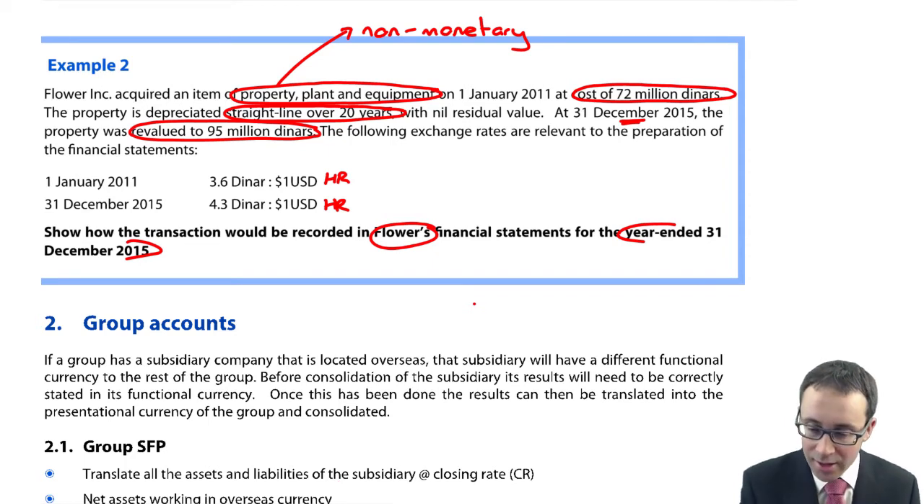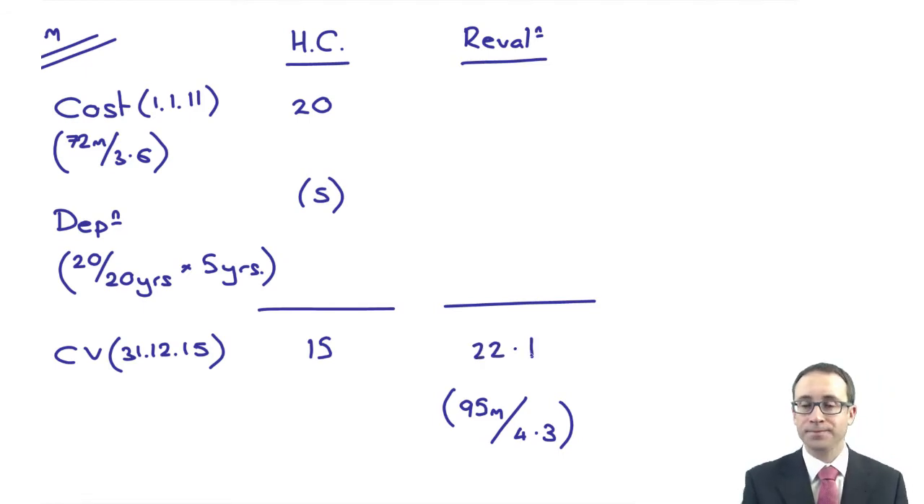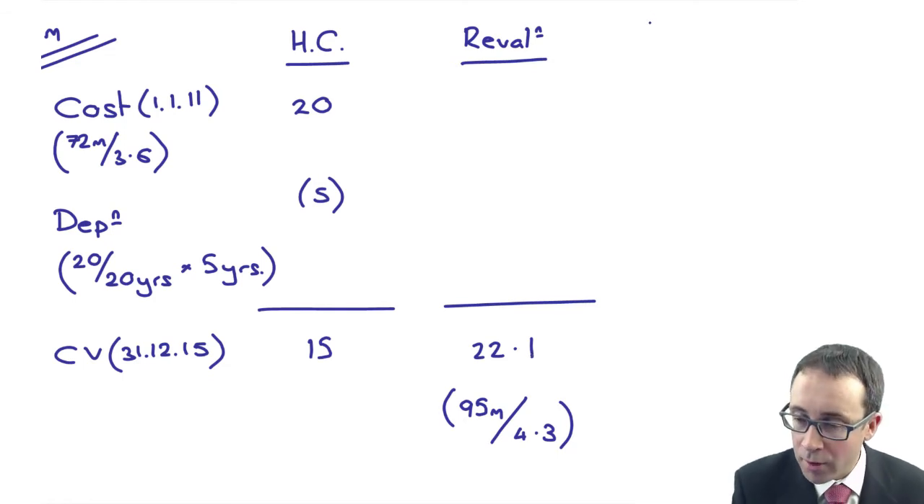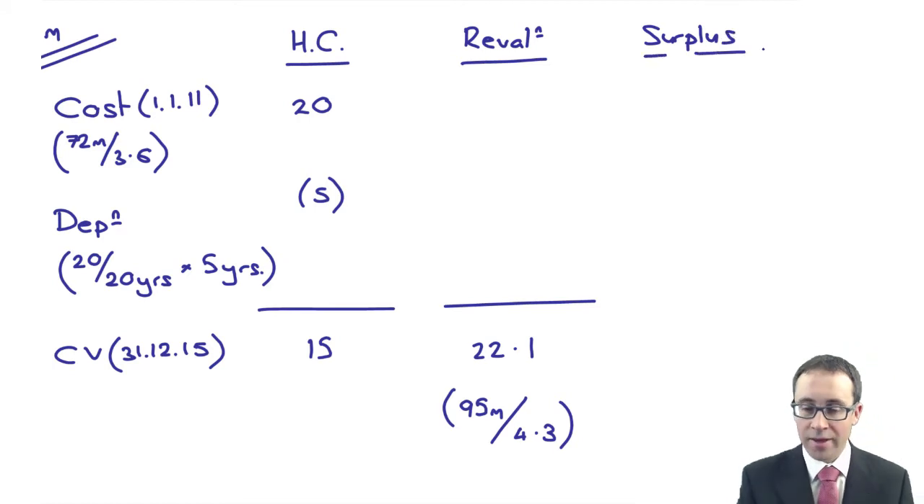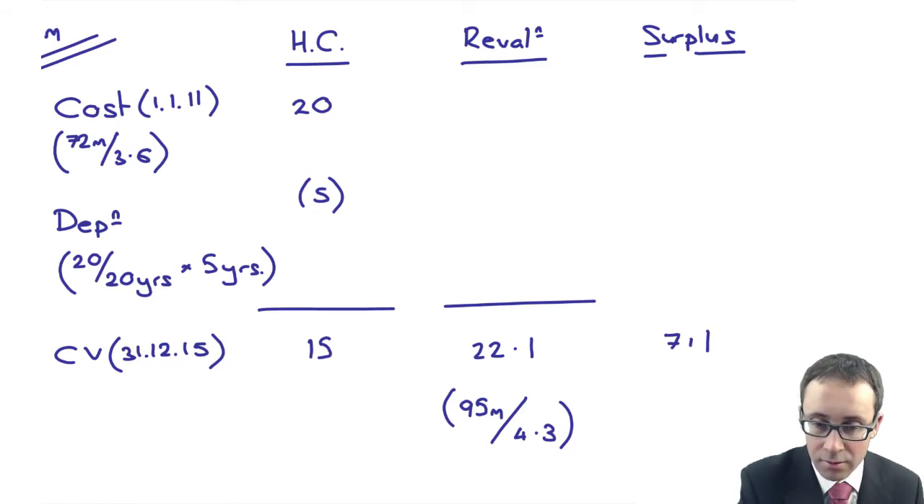And that rate there is 4.3. So 95 divided by 4.3, does that give me $22.1 million? Okay. So what we've got there now is we can look at our surplus. So the gain that you've got, 22.1 less 15, is there as $7.1 million.